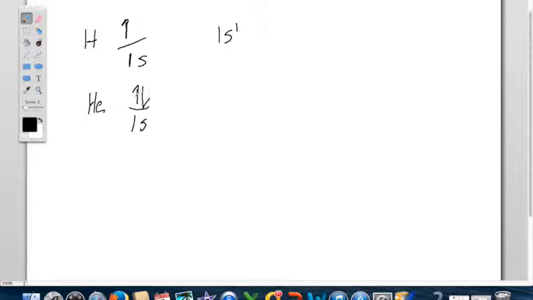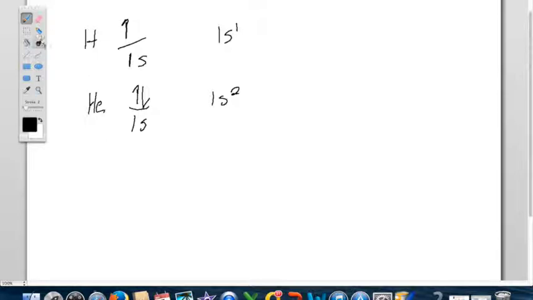So this represents their m sub s, the magnetic spin quantum number, which tells us that one of these has a plus 1/2, the other has a negative 1/2. Again, which is which doesn't matter. We're just concerned that they have different spins. So for helium, we could write its electron configuration as 1s2. Again, 2 electrons in the first shell in the s orbital.